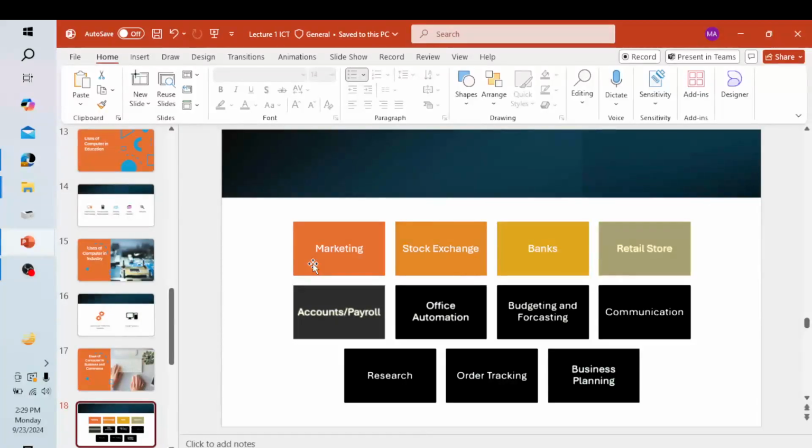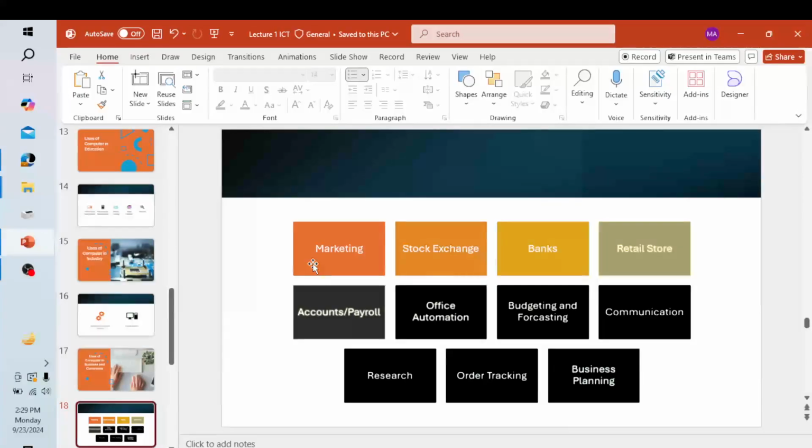Now we will move to the next point, which is the retail stores. The use of computers in the retail stores has made the business activities fast and accurate. The cashier can enter sales data in the computer using a barcode reader. The barcode contains the price of the item. The computer uses this input to calculate the bill. The record of the sale is stored in the computer. The record can be used to analyze accounts and stock inventory.